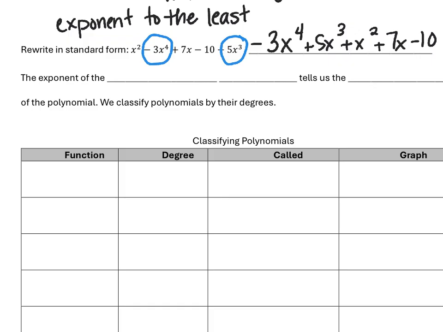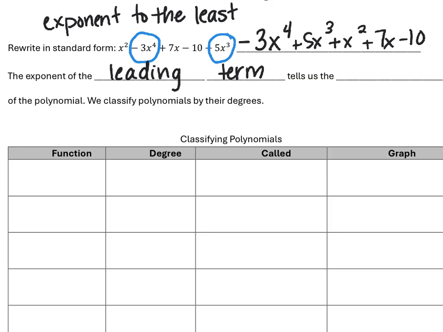So we need it in standard form because the leading term tells us the degree of the polynomial.